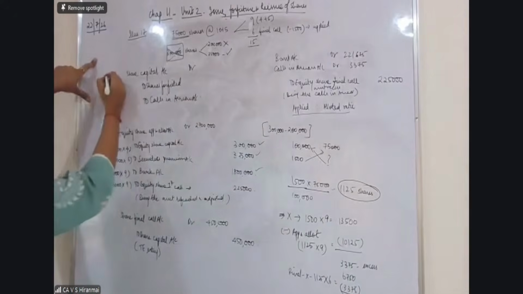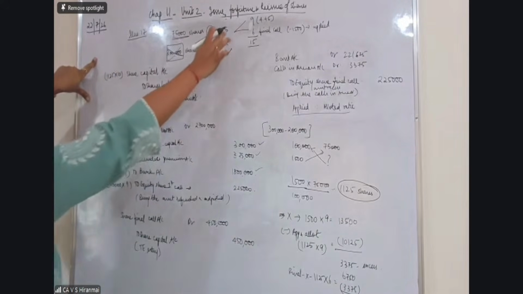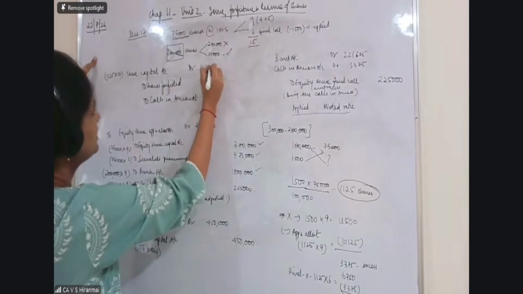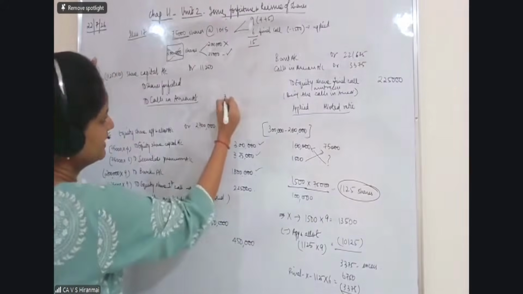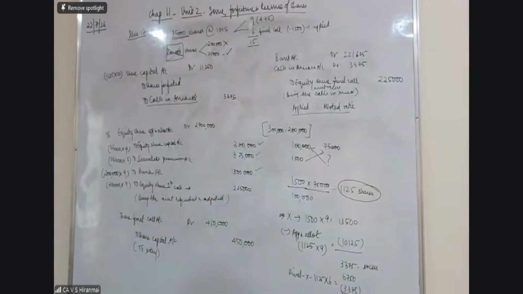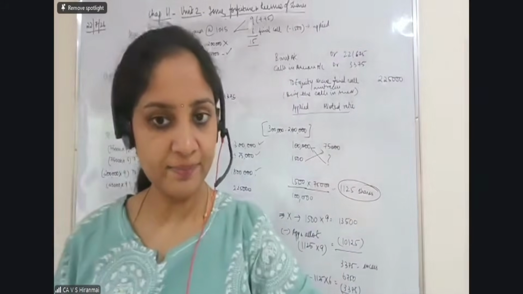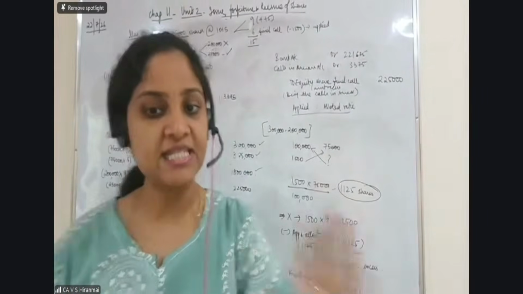So my dear students, share capital is 1125 into 10, because he has paid the premium amount, so remove that. 11,250. Now, calls in arrears you have already calculated at 3,375. You have already calculated calls in arrears at 3,375. Correct?